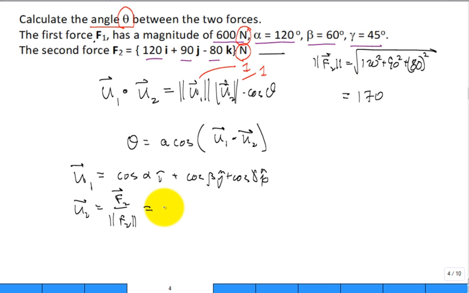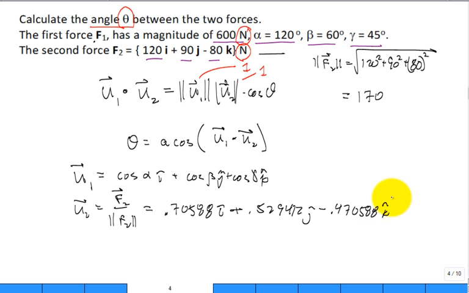And so this one was not as clean, true. So it was 0.70588 I plus 0.529412 J minus 0.470588 K. How many people did it roughly that way? Maybe you did it a different way. You used the full force vector itself. That's fine too. Okay.